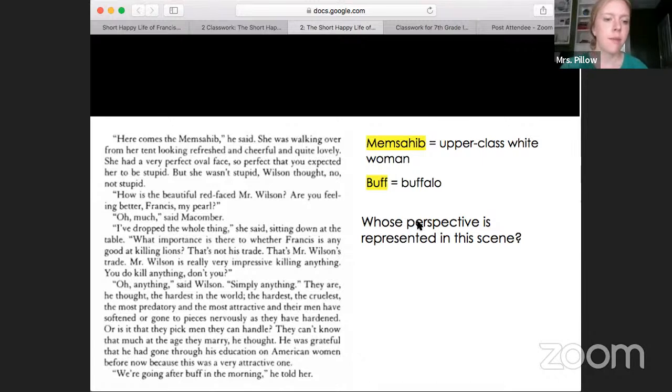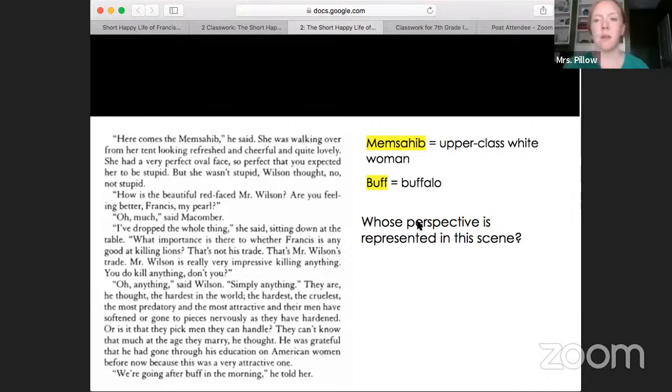They are, he thought, the hardest in the world, the hardest, the cruelest, the most predatory, and the most attractive, and their men have softened or gone to pieces nervously as they hardened. Or is it that they pick men they can handle? They can't know that much at the age they marry, he thought. He was grateful he had gone through his education on American women before now, because this was a very attractive one. We're going after Buff in the morning, he told her.